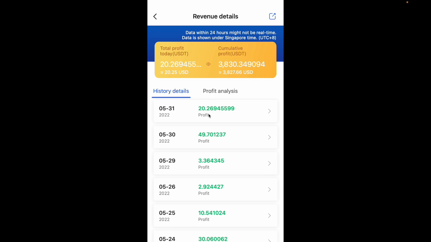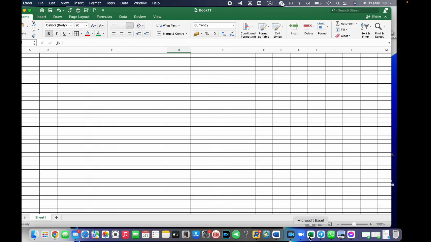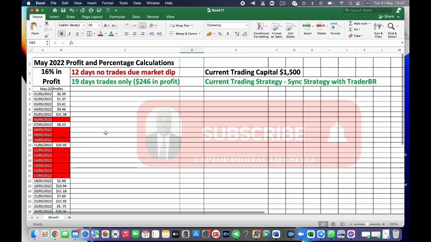It's already made $20. However, the reason why my profit in Royal Q reduced drastically is because, one, as I said before, I reduced my capital, and secondly, I just moved over to synchronization strategy because I don't have time to come back and start doing all this trade all the time. So I left it for a professional trader to do that for me. However, I will share my spreadsheet with you and let you know what has been going on in the month of May in my account.